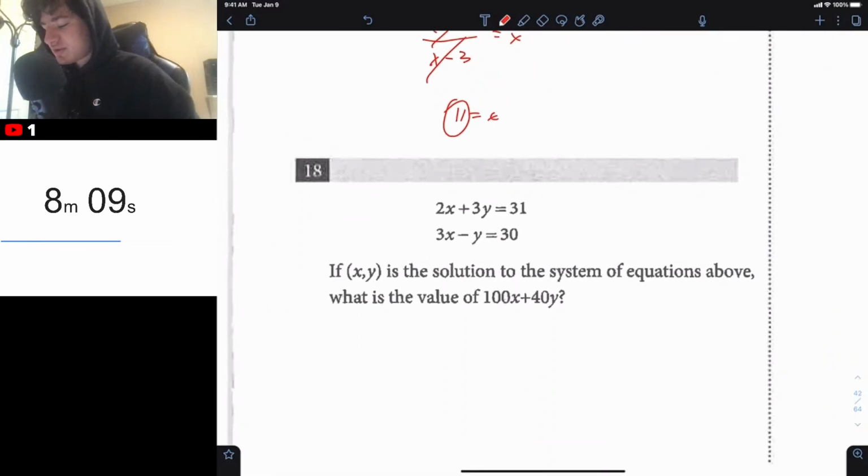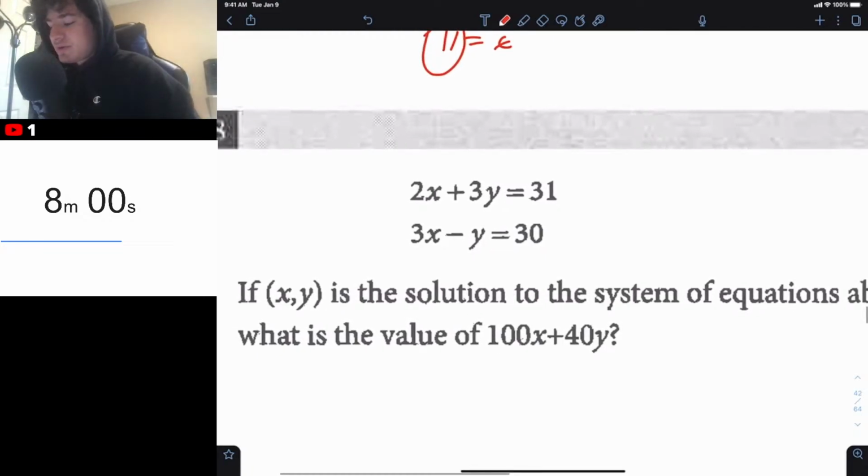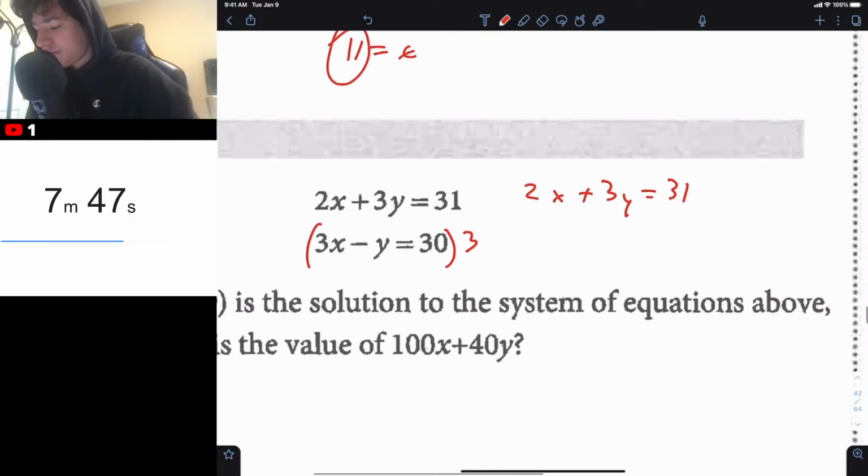x, y is a solution to the system of equations above. What is the value of 100x plus 40y? Okay, I am probably going to go with some elimination here. I'm going to multiply this bottom equation by 3 because I want to solve for x, so that's going to cancel my y. So I get 2x plus 3y equals 31. And on the bottom, I'm multiplying everything by 3, so 9x minus 3y equals 90.